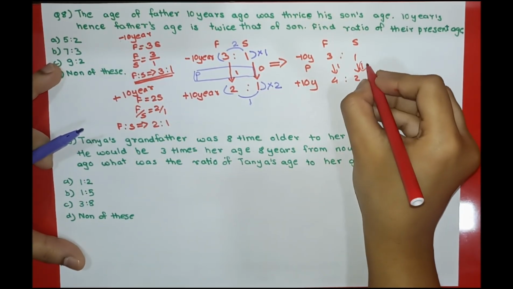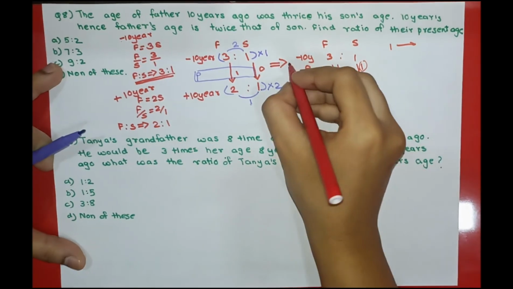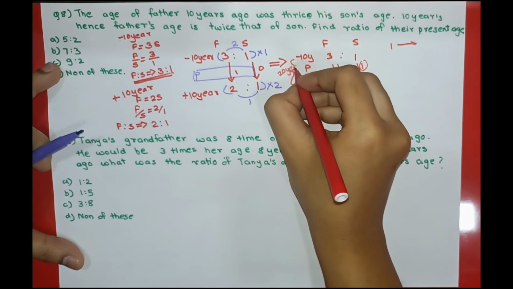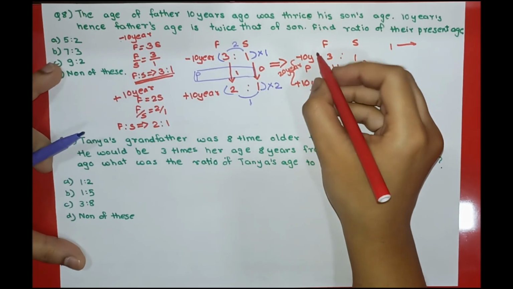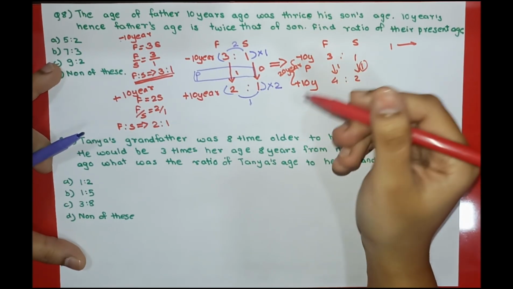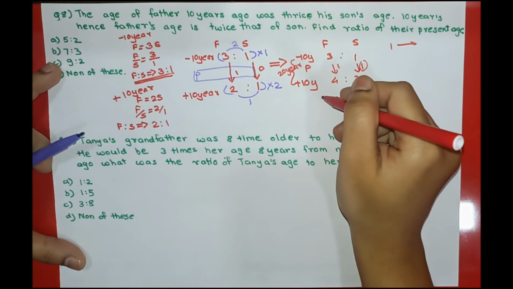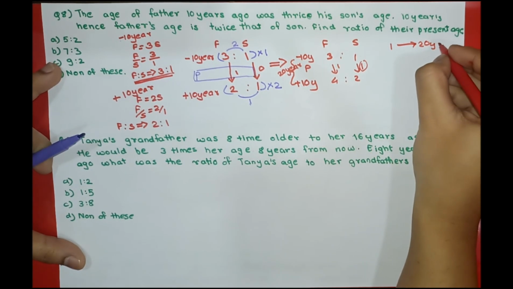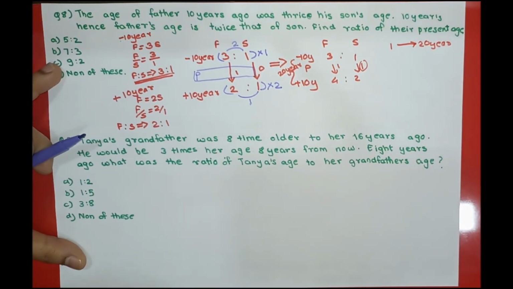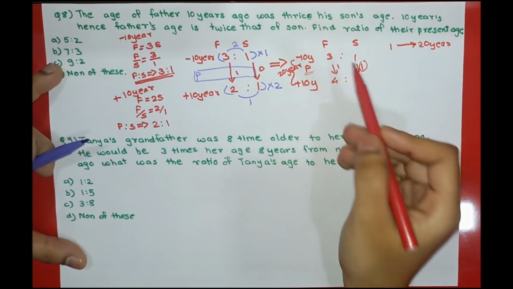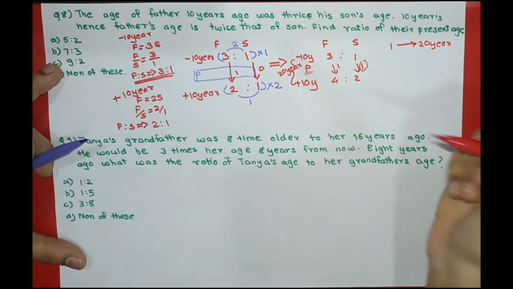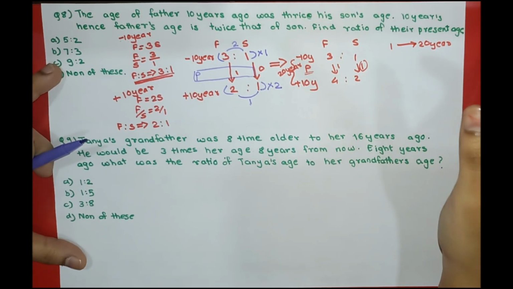Now the difference is 1, but what is the actual difference? It is 20 years. So it is 10 years ago the present age and 10 years after the present age. So the total difference is 20 years. Now we don't have the ratio values of present age. So what we are going to do is find the father's and son's age 10 years ago and just add 10 to their ages to find their present age and its ratio.